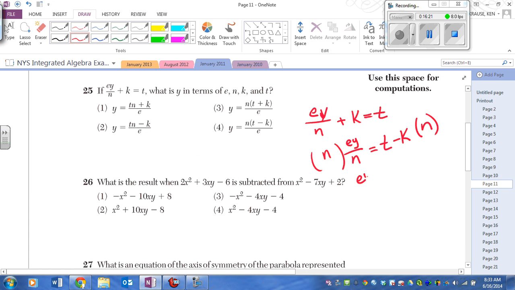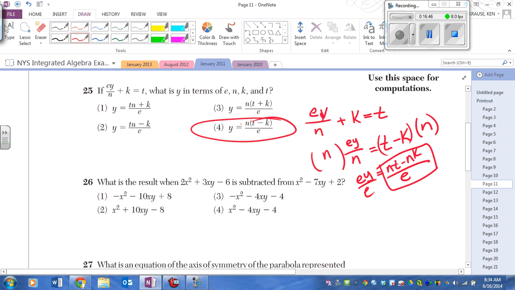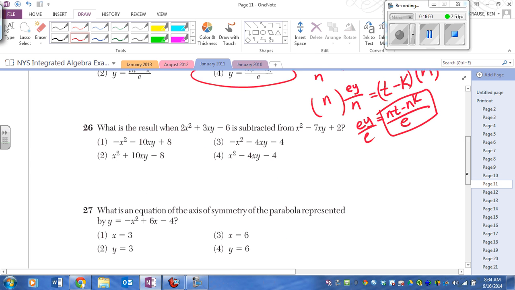So I get y is equal to, distribute this, I get nt minus nk over, oh, then we're going to divide by e. So nt minus nk over e. Now, if I didn't distribute it, I would have n times t minus k over e, which is this one. I don't think you'll ever see a problem like that again. That is just ridiculous. Stupid question.